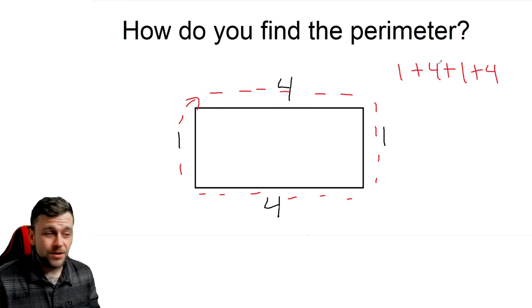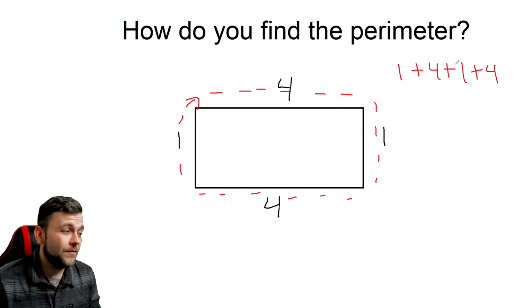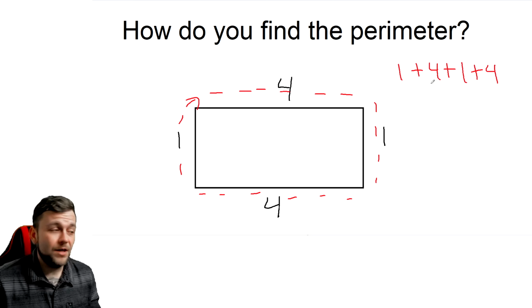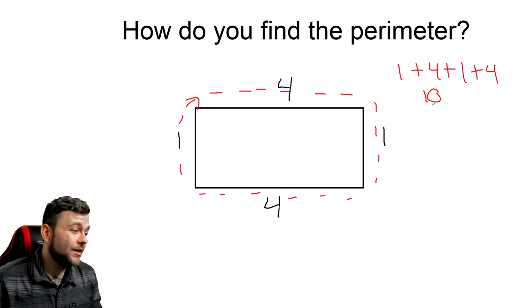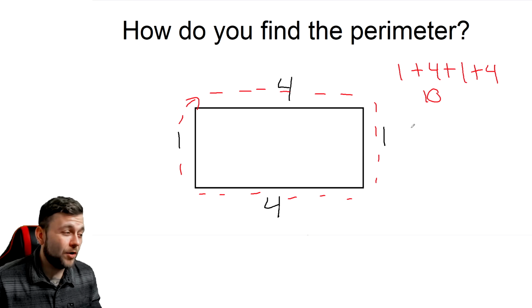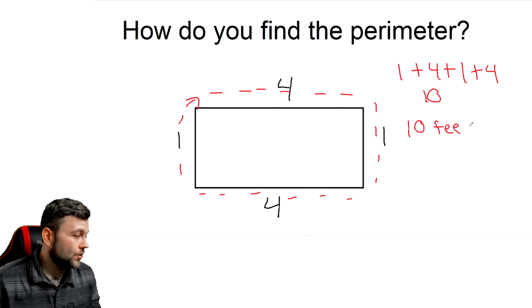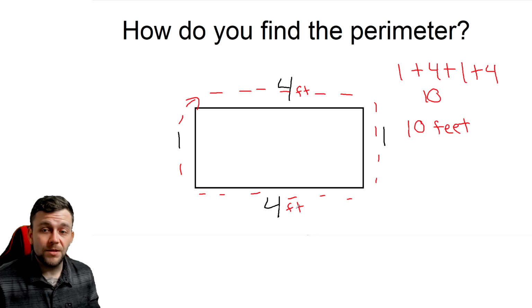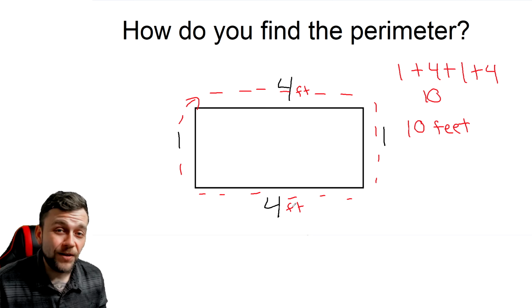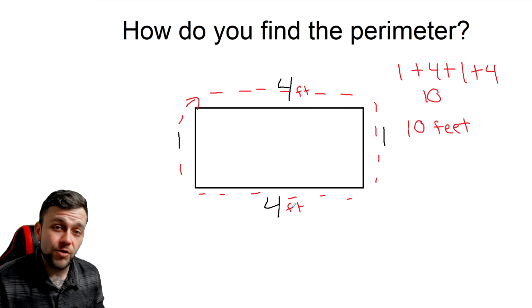1 plus 4 is 5, and 1 plus 4 is 5, so that makes a total of 10. Maybe this is in meters or feet. We'll just say feet. So the perimeter of this rectangle is 10 feet. And you want to make sure you put your units if they give you the object in units. So pretty easy for this type of shape, but it can get a little bit more complex, and I'll show you how to do that.